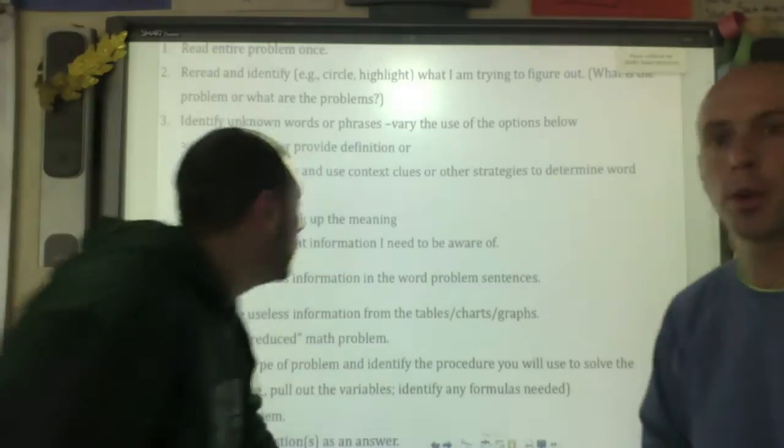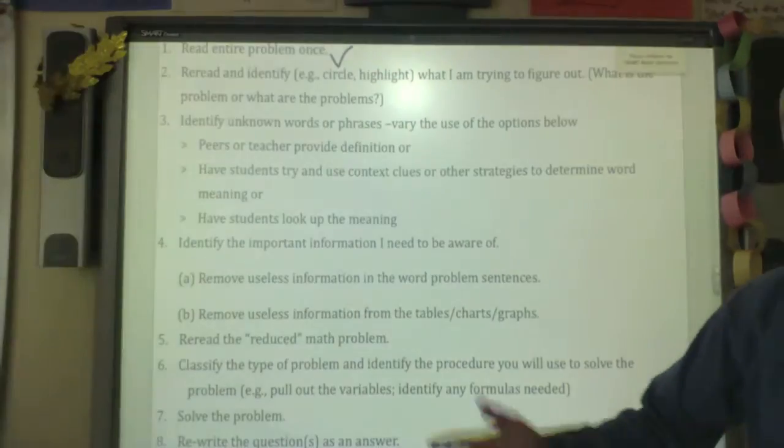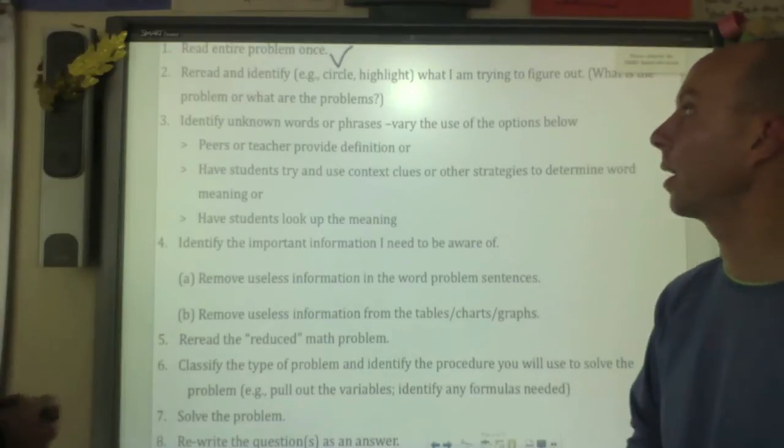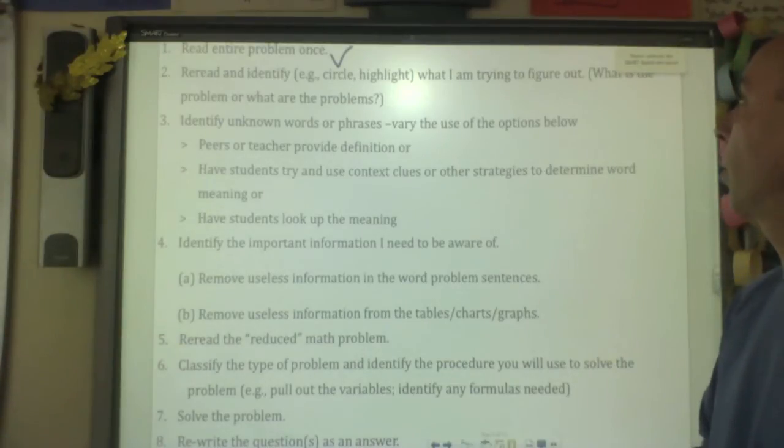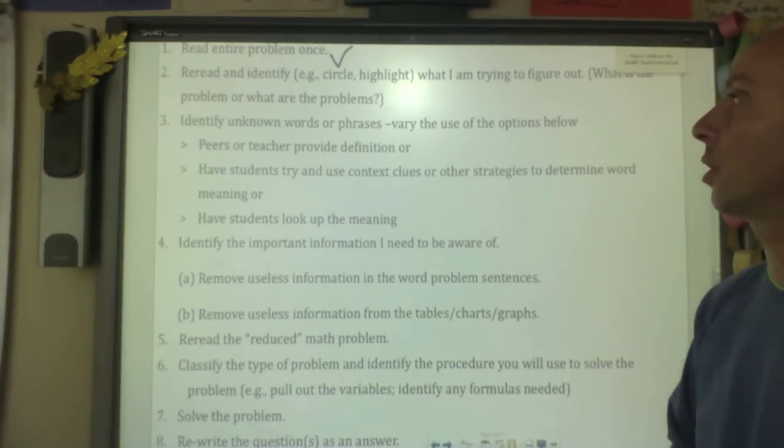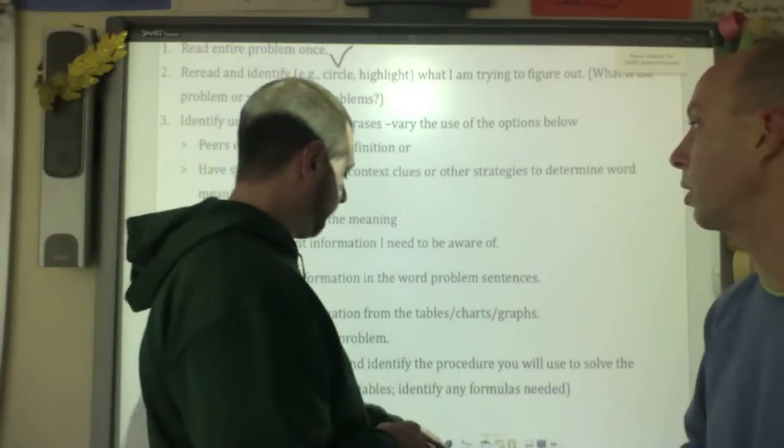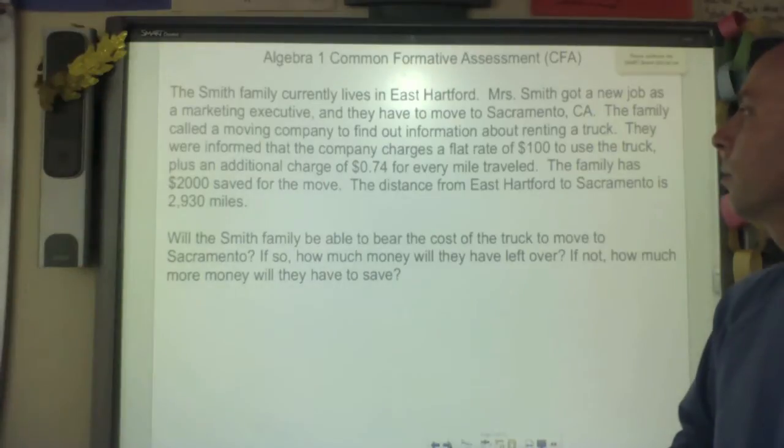So, step 2, reread. Check. We did step number 1. Step number 2 is reread and identify what I'm trying to figure out. What is the problem or what are the problems? So we're trying to identify important information in the problem. So let's go back here, okay?